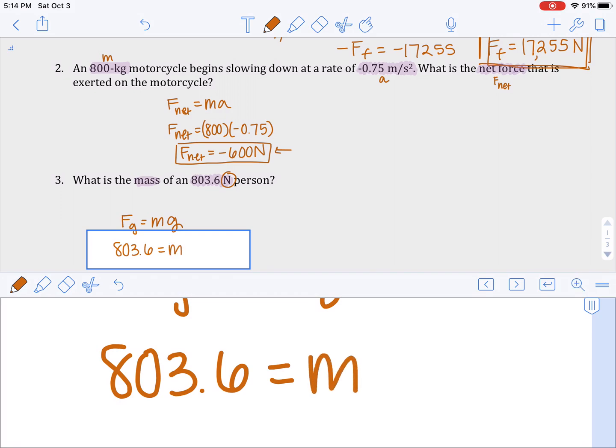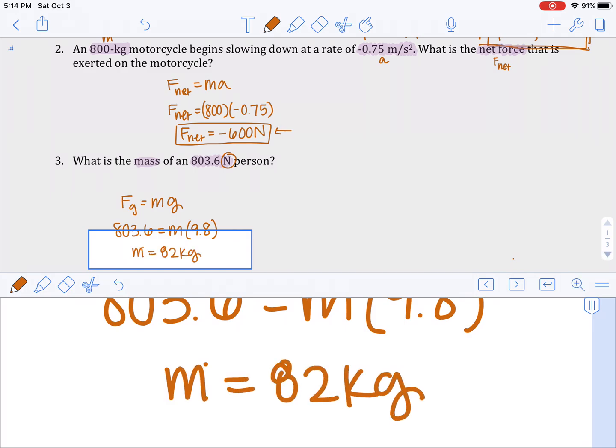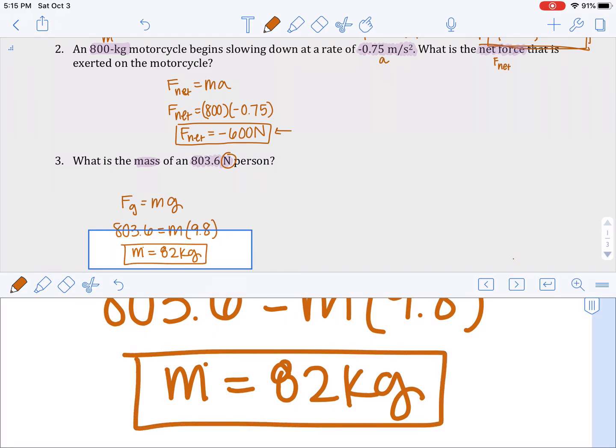And I'm looking for the mass, and I actually know what G is. G is a constant of 9.8. That's the gravitational field strength. So then again, I do some math, plug it into my calculator, and I should get mass of 82 kilograms. So I just divided both sides by 9.8. This is my final answer.